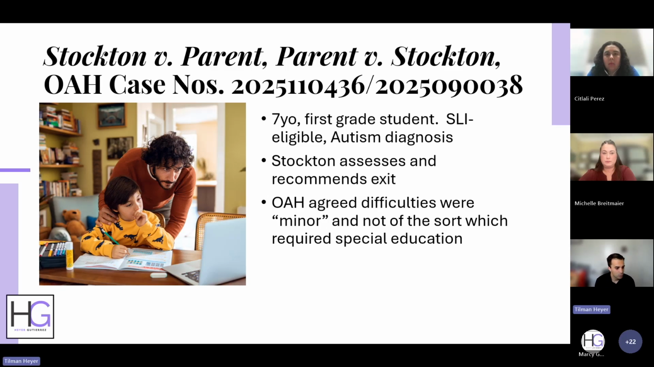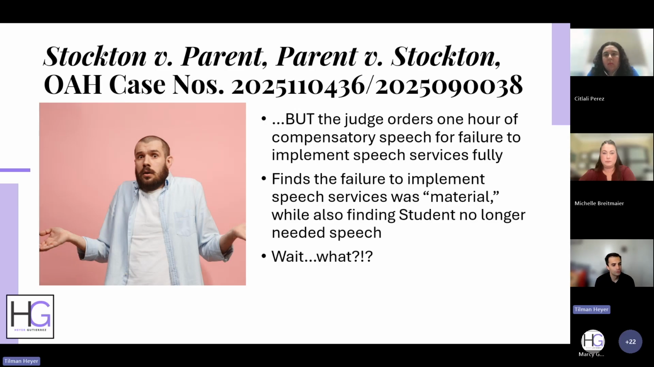So there is one really surprising conclusion here from this Stockton case that I also want to highlight. It's just an interesting anecdote for OAH decisions and the reasoning and ordering remedies. So you have this conclusion that OAH agrees that the student does not require speech services any longer, or really any IEP services any longer. But then OAH also ordered a compensatory remedy of 1 hour, just one little hour of speech services.